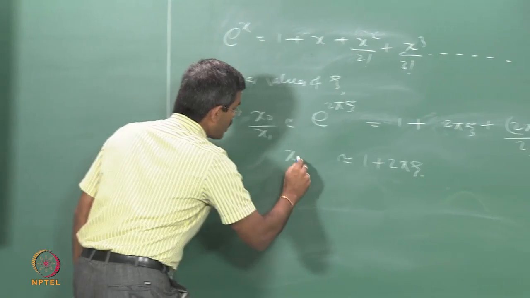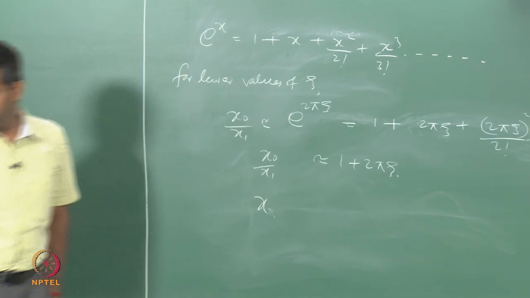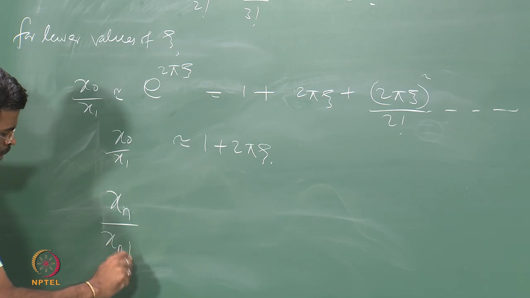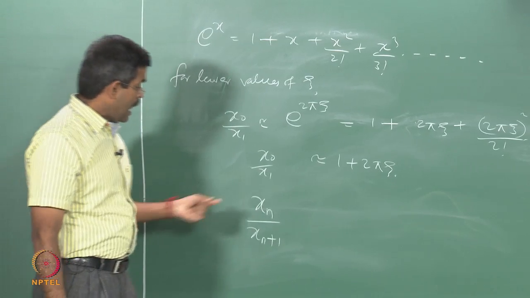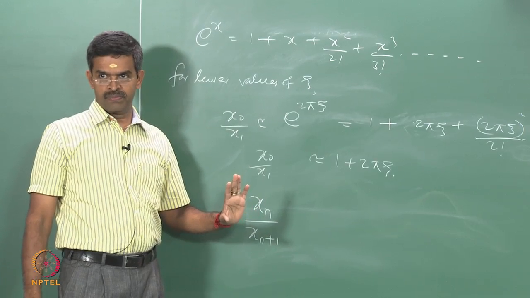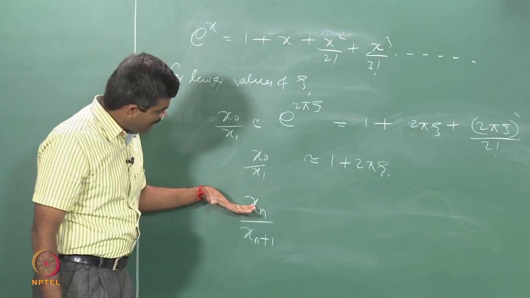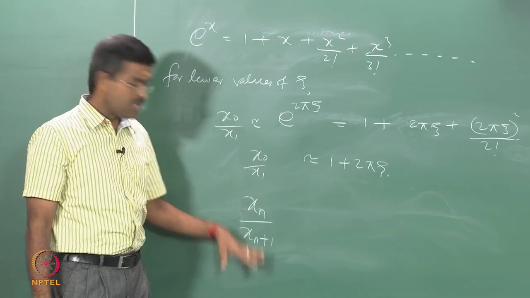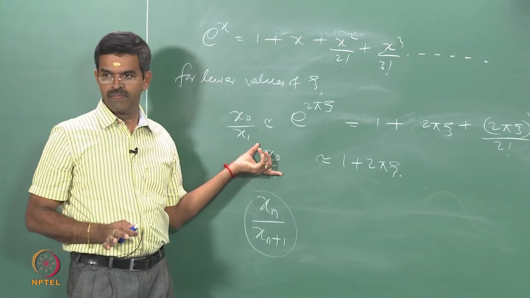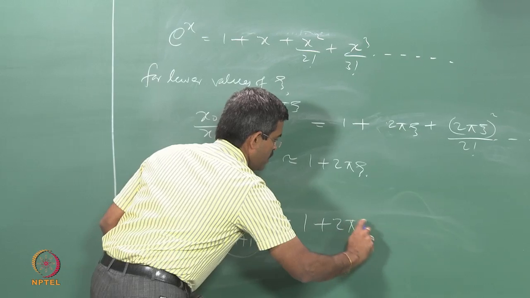Now, I replace this equation on the left hand side as x n by x n plus 1. Please understand here, I am only still taking the ratio of successive amplitudes. I started with x 0, went to x 1. I can also start at x n and go to n plus 1. Still, this argument is qualitatively the same as this. Therefore, I write this as 1 plus 2 pi zeta.